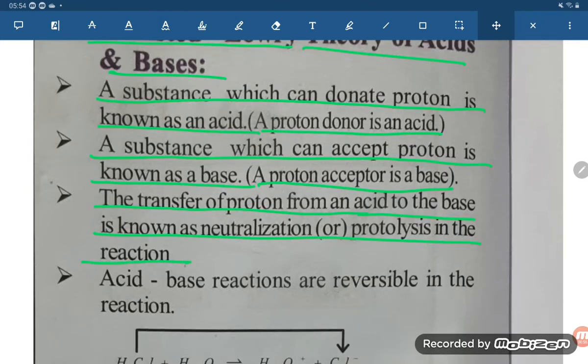So here the neutralization reaction is, students, the transfer of the proton to the other substance which can accept it. But in case of Arrhenius theory, it was the reaction between acid and base to give the salt and water, that was the neutralization reaction.